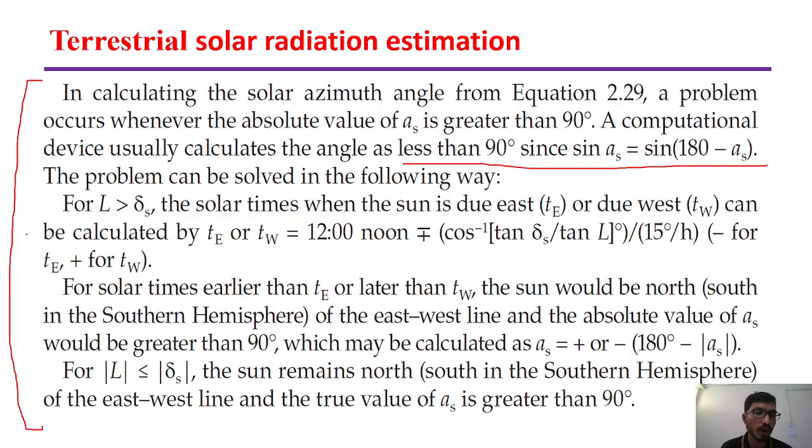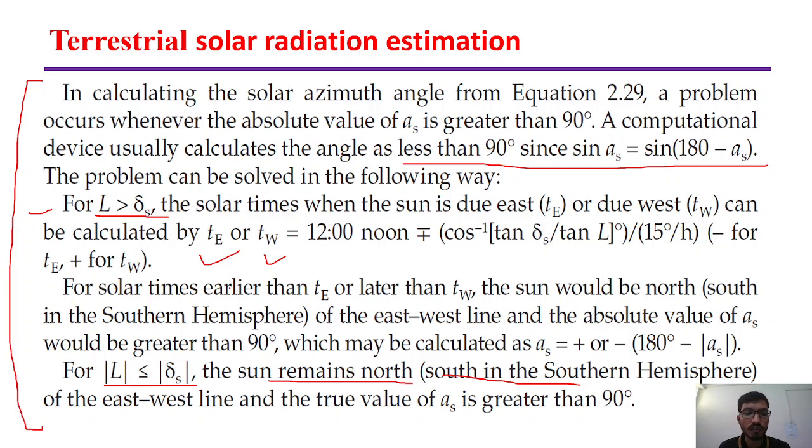To solve this problem, there are two correlations: one where latitude is greater than declination angle, and one where latitude is less than or equal to the declination angle. When the latitude is less than the declination angle, the problem is pretty much solved. In this case, the sun will remain in the north, and if we talk about the southern hemisphere, the sun will always be in the south. But when L is greater than delta S, then we have to calculate for T and TW.